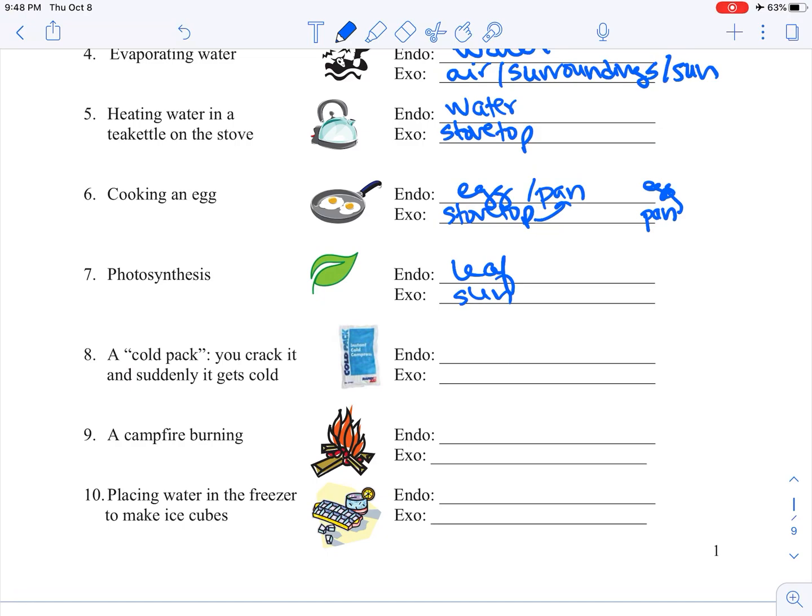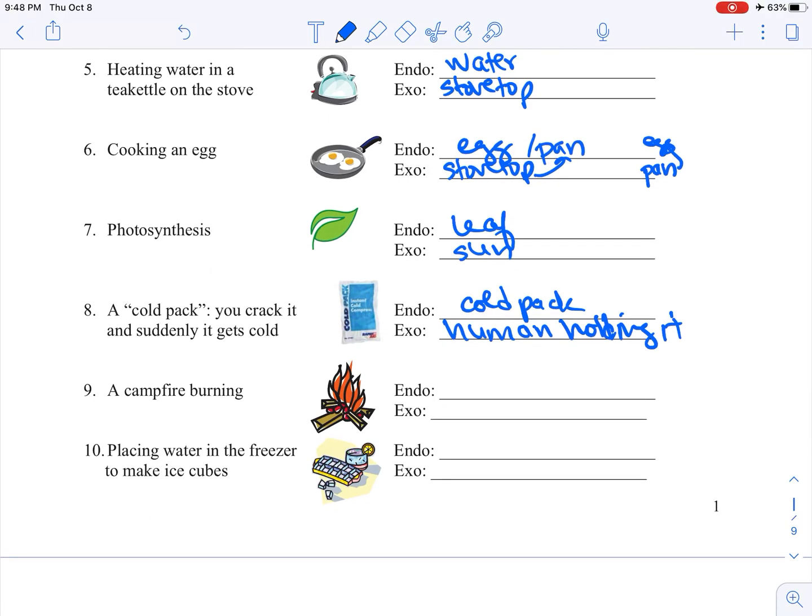A cold pack. You crack it and suddenly it gets cold. What is absorbing the heat? First of all, if you were absorbing the heat, that would be the cold pack. And what would be giving off the heat? How about the human that is holding it? Because if you are having your heat removed, it feels cold.